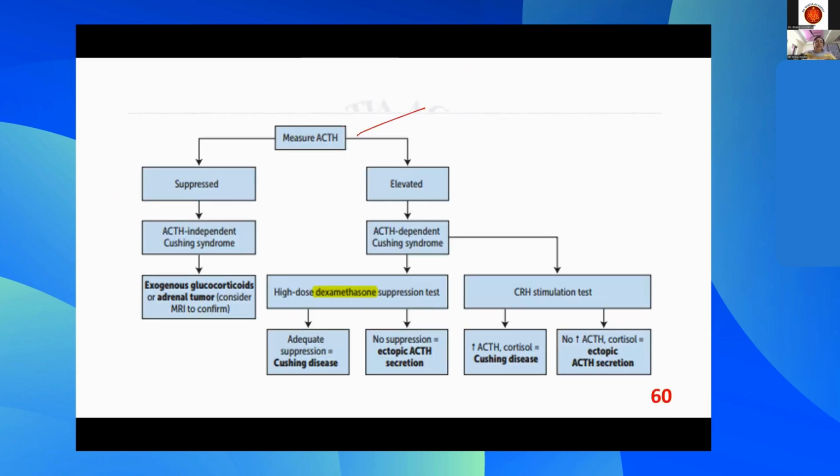Once again, ACTH suppressed, ACTH independent; elevated, ACTH dependent. Go for a dexamethasone suppression test, high dose dexamethasone. If it is suppressed, it is Cushing's. Not suppressed, it is ectopic. Go for a CRH stimulation test. If it is stimulated, it is Cushing's. Not stimulated, it is ectopic.